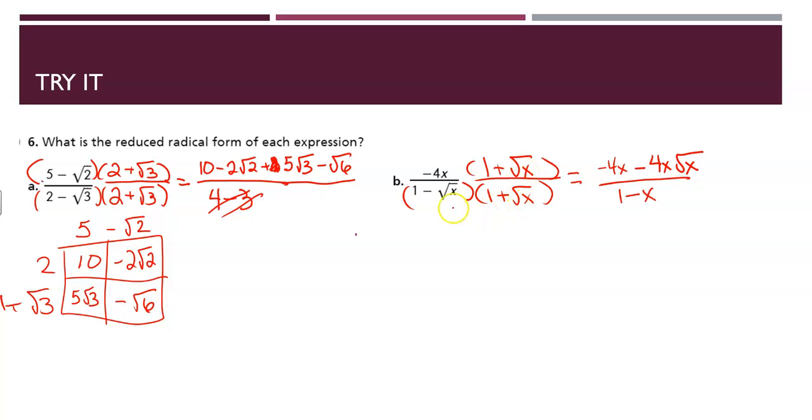Now over here, again, we get 1 minus x. We got rid of the radical sign, which we wanted. And then on the top, we're just going to distribute out. And it really doesn't simplify very much. It just gets rid of the radical in the denominator.